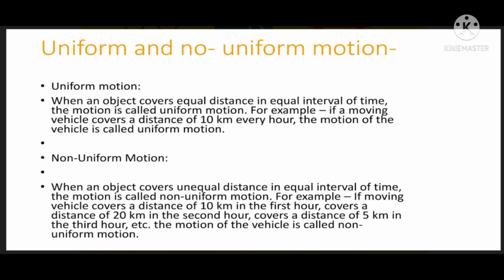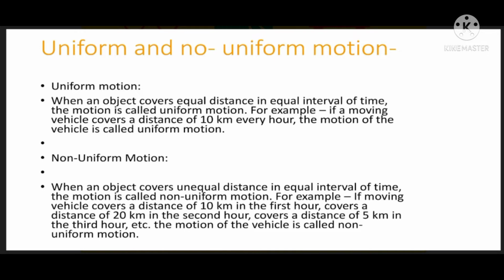Uniform motion. When an object covers equal distance in equal interval of time, the motion is called uniform motion. For example, if a moving vehicle covers a distance of 10 km every hour, the motion of the vehicle is called uniform motion. Next is, what is non-uniform motion?